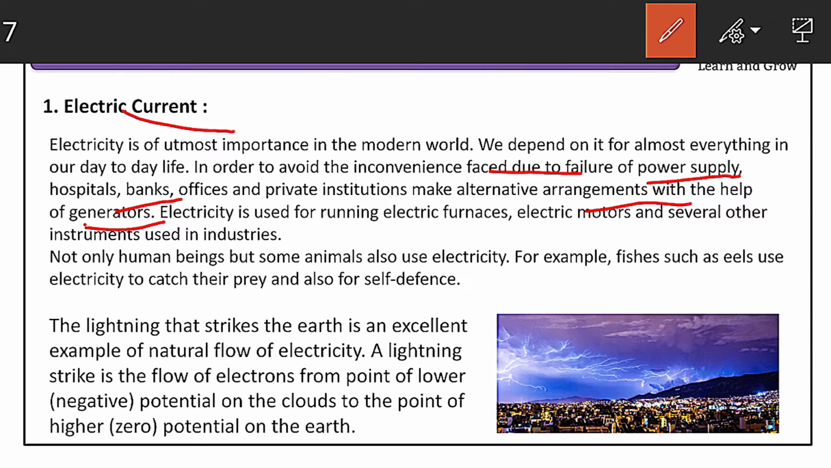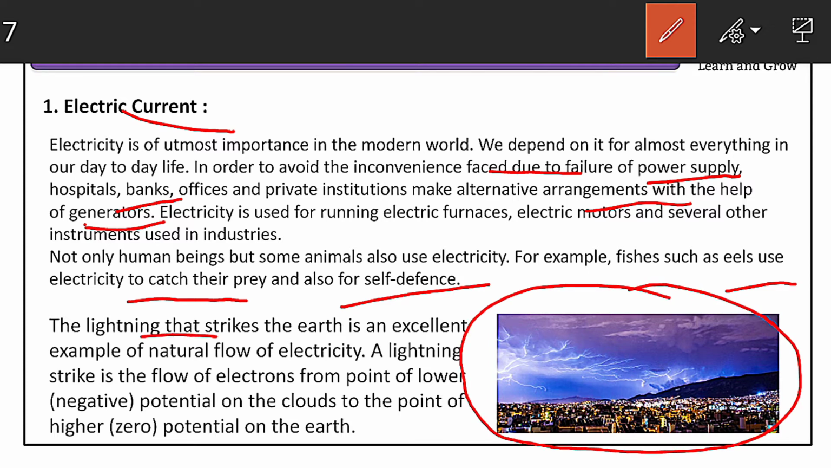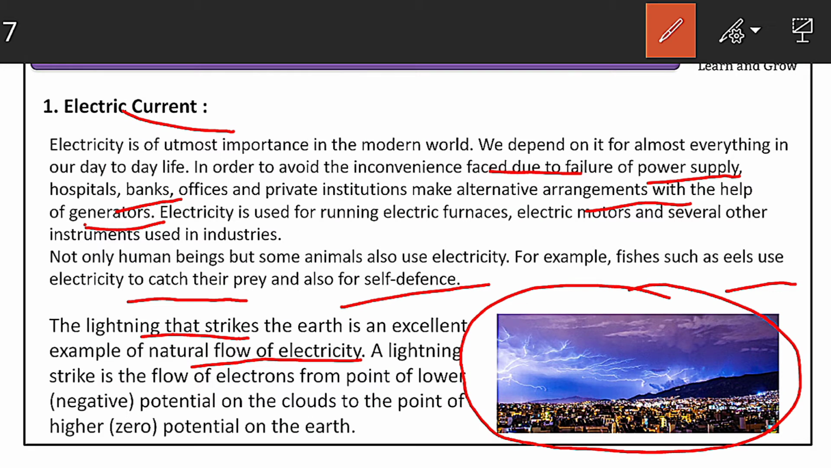Not only human beings but also some animals use electricity. For example, the eel fish uses electricity to catch its prey and for self-defense. And one of the examples of electricity is the thunderbolt. Lightning that strikes the earth is an excellent example of natural flow of electricity. A lightning strike is the flow of electrons from a point of lower potential, that is negative, on the cloud to a point of higher potential on the earth.